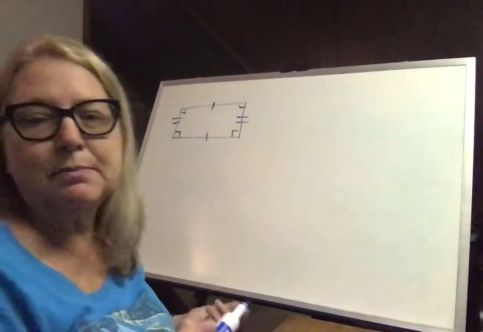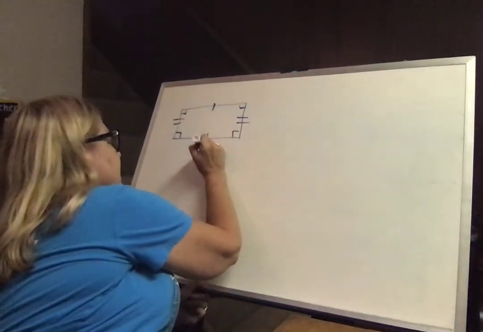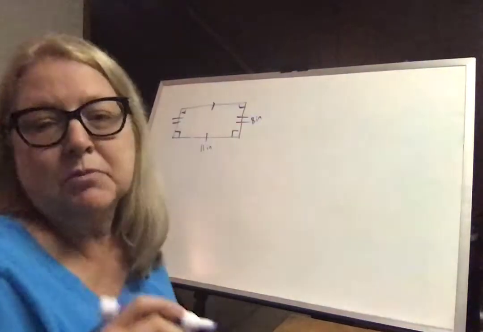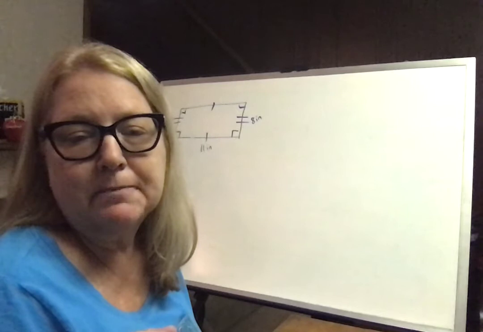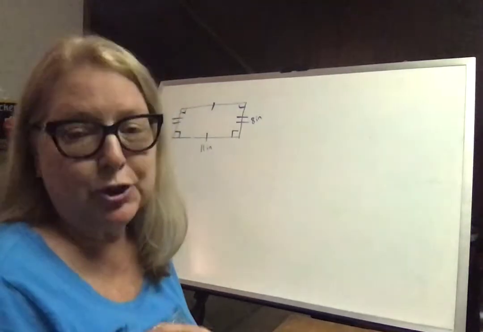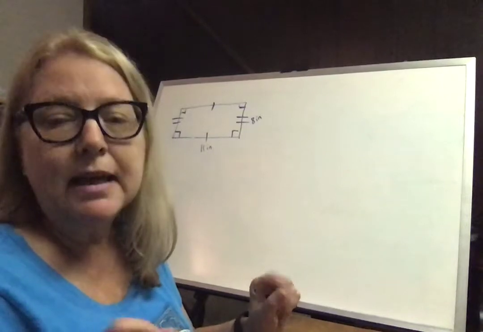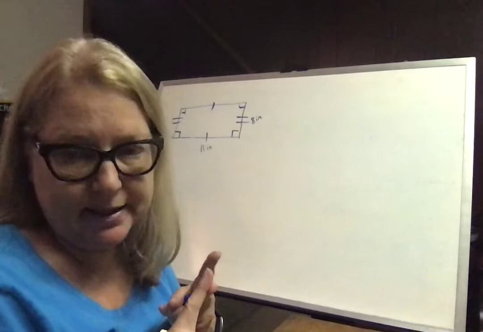Now let's just make up some numbers and let's assume this is an 11-inch by 8-inch, sort of like the typical piece of paper. Okay, and the two things we want to find on this 11-inch by 8-inch rectangle is what is its perimeter and what is its area.